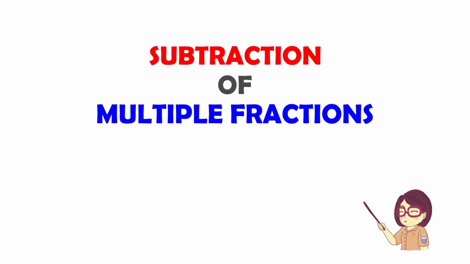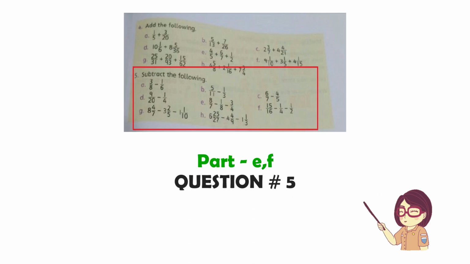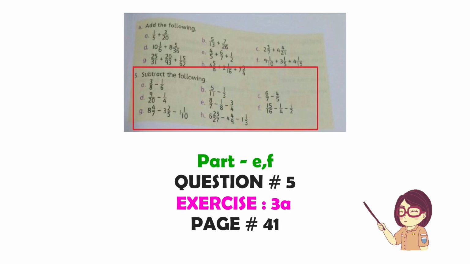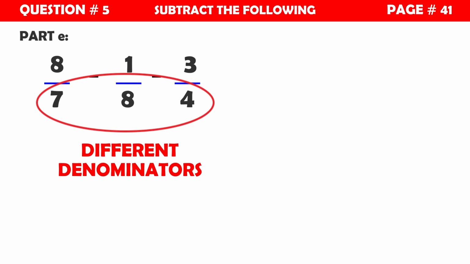Subtraction of multiple fractions is exactly the same as subtraction of two fractions. We will now solve part E and F of question number 5 from exercise 3A. This is page number 41 of Countdown 5. In E part, we want to solve 8 over 7 minus 1 over 8 minus 3 over 4. Students, what kind of fractions are these? Yes, unlike fractions, because their denominators are different.